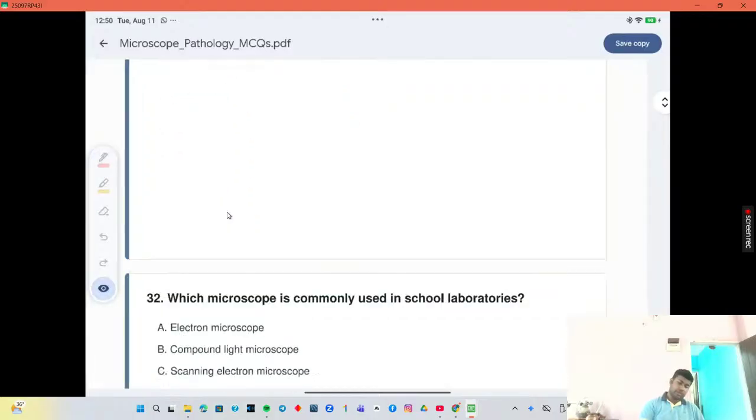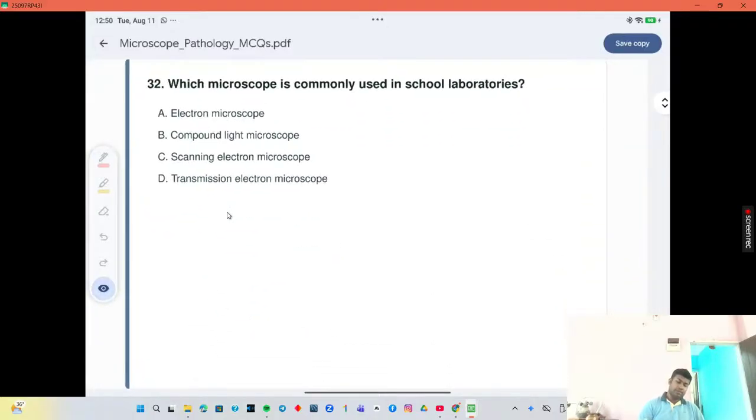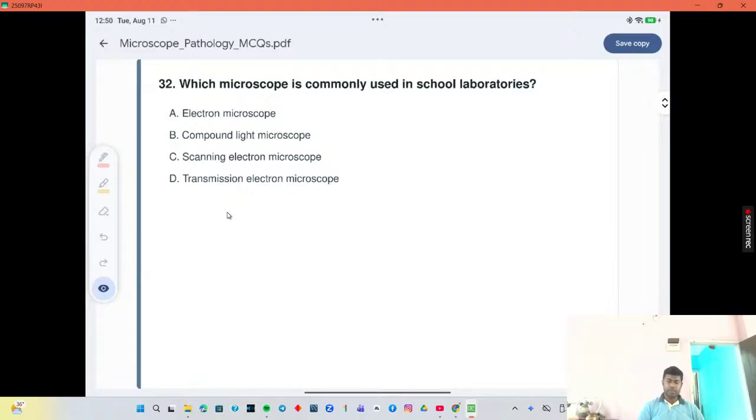So now the next question is, which microscope is commonly used in school laboratory? For school laboratory, we use the compound light microscope. Compound light microscope is a type of microscope which is commonly used in school laboratories.